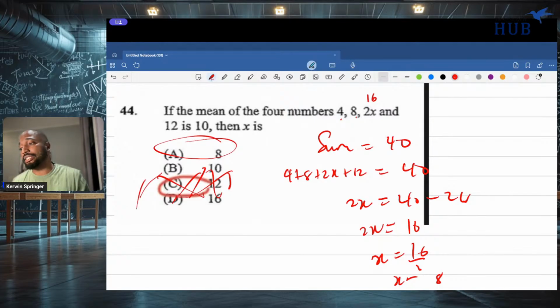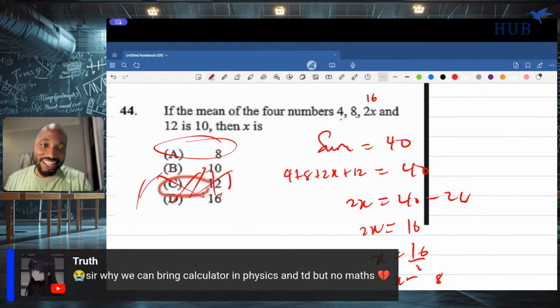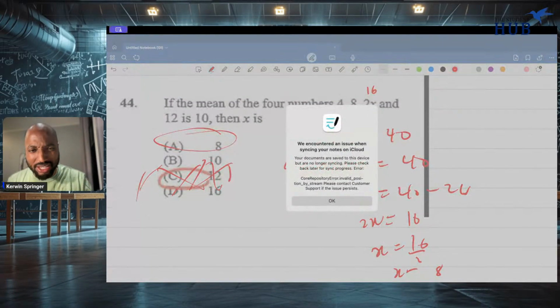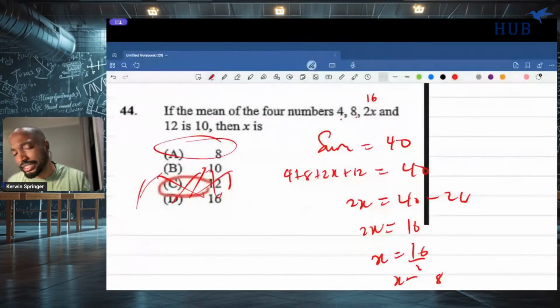2x is supposed to be 16. The missing number is 16, but they want the value of x. That is the mystery of life. You can actually carry a calculator into almost any other multiple choice in the whole of CXC, I think, except maths. Isn't that fascinating? Except maths multiple choice.